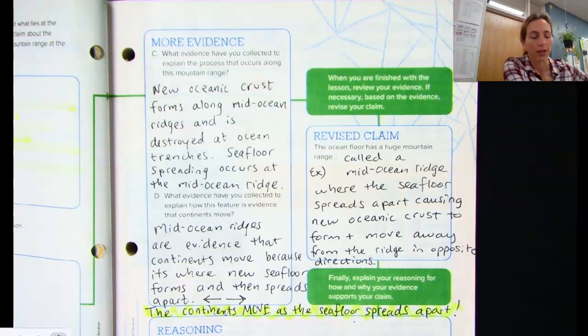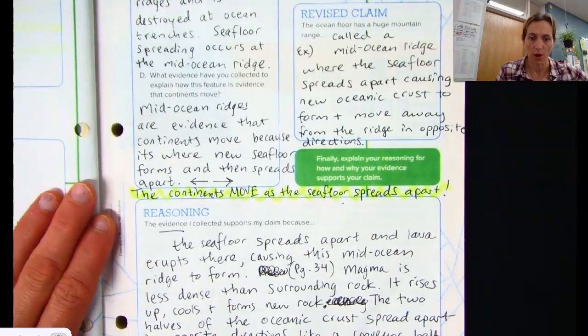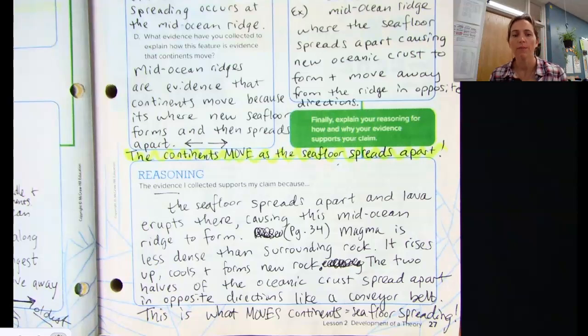So that's a revised claim. Our reasoning, pause the video whenever you need to. The reasoning is pulling together all of the evidence and backing it up with scientific explanation. So this is a lot. Compare what you have, add what you need to.